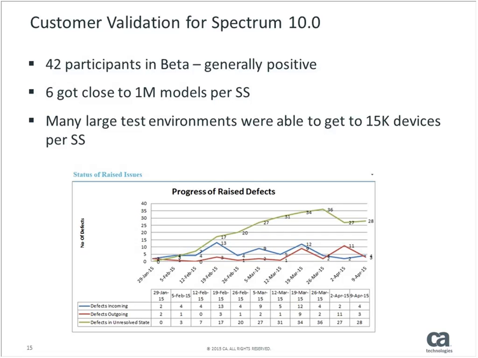950,000 models per SpectroServer, not devices. Of these 6, we had a few customers who had 12,000, 15,000, 16,000 devices. One specific customer actually was able to get 28,000 devices on that SpectroServer. Mind you, almost 12,000 of those 28,000 were pingables, but nonetheless, the point I'm trying to drive is that we were able to get quite a bit of diverse feedback from diverse environments, even as part of beta.